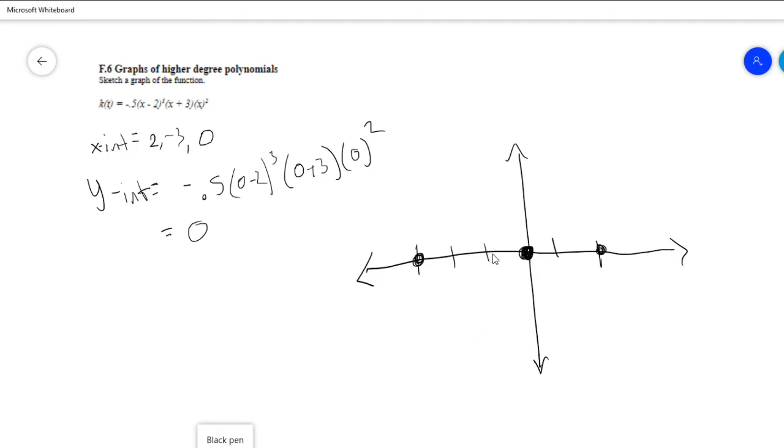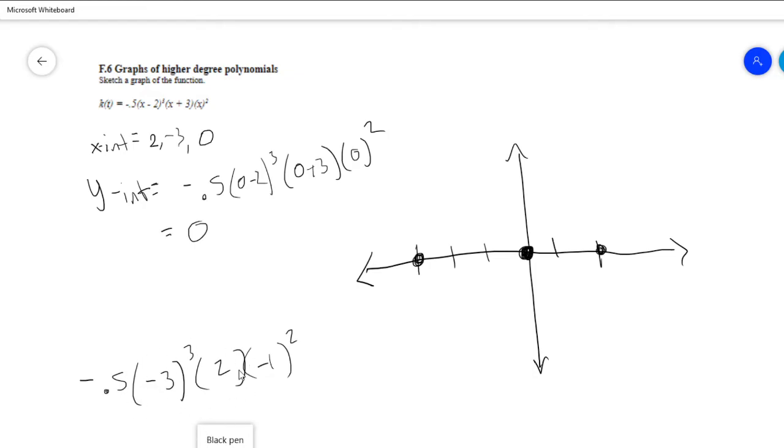We can just plug the number in. Here's negative 1. Let's plug negative 1 in. So if I plug in negative 1, I have negative 0.5 times negative 1 minus 2, which is negative 3 cubed. Negative 1 plus 3 is 2. And negative 1 squared.